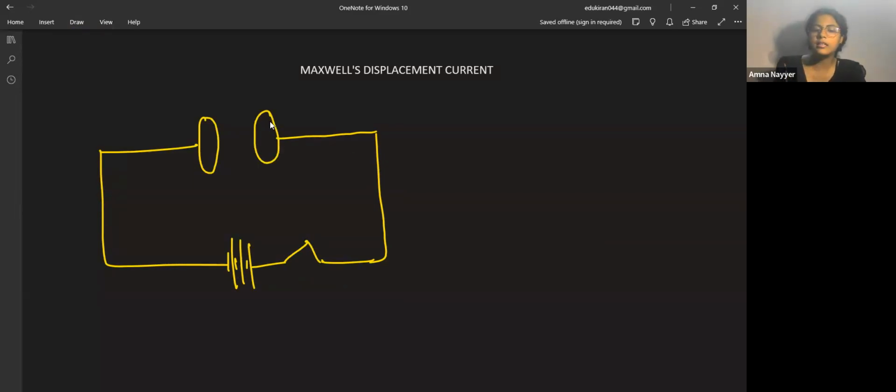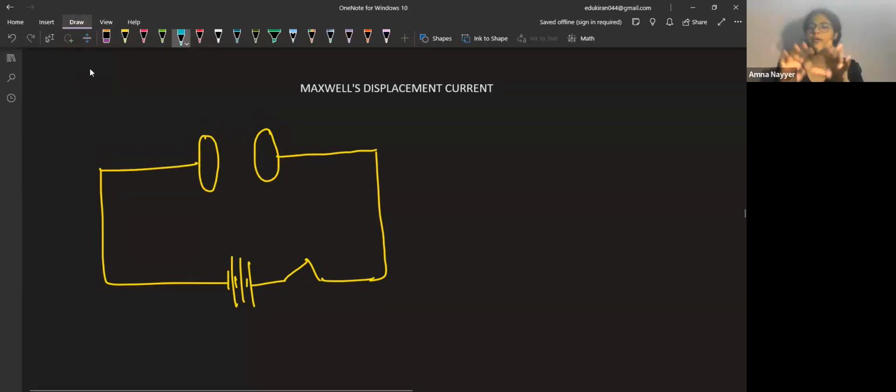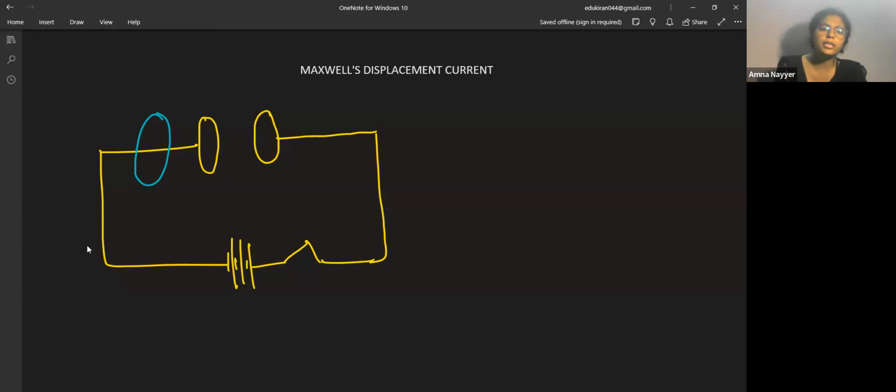This entire experiment was done by Maxwell, and the conclusions were also drawn by him. The entire formula has also been derived by him. So there was one point taken over here. Current was allowed to flow in the circuit. The switch is closed, so obviously current will flow. If the switch is closed, current I will be flowing over here.